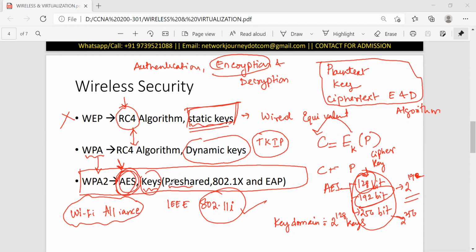So what are pre-shared keys? Pre-shared keys are those keys you use when you set up Wi-Fi at your home. In order to access your router, you are asked for a key. If you remember, we are shown the SSID. When you keep your Wi-Fi enabled, you see the SSID, that means the names of the networks available around you. And after you see that, you are prompted for a key.